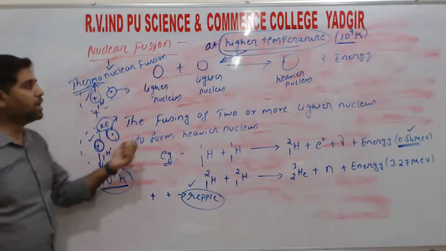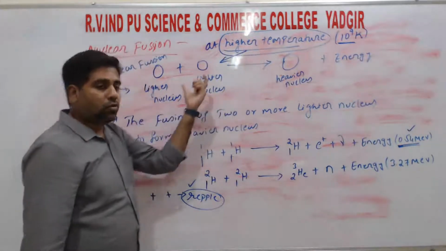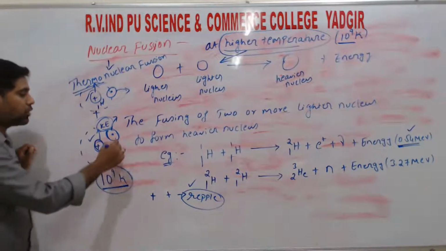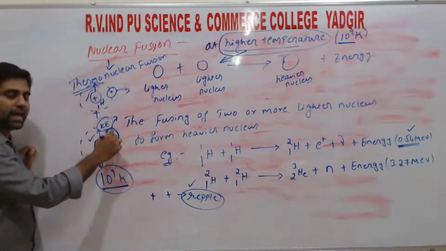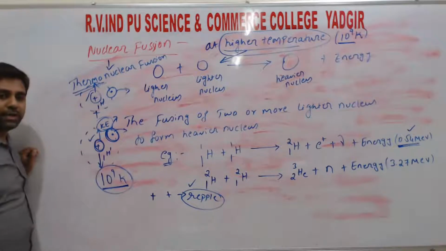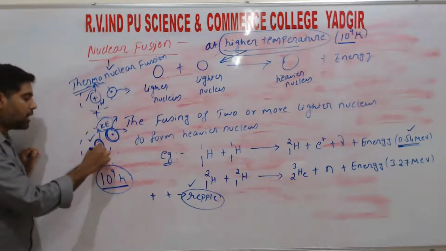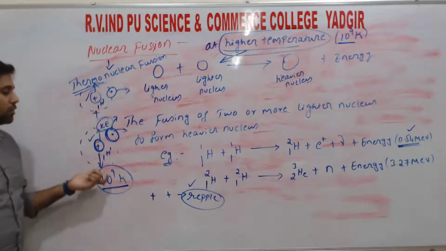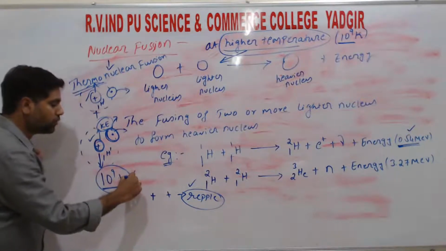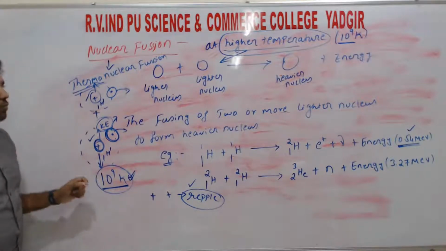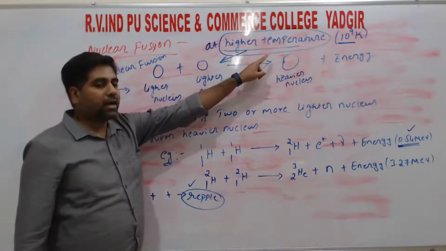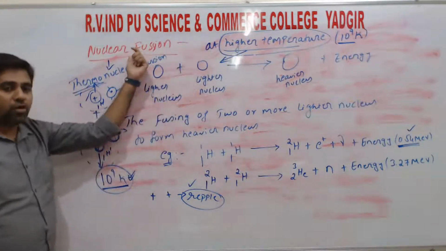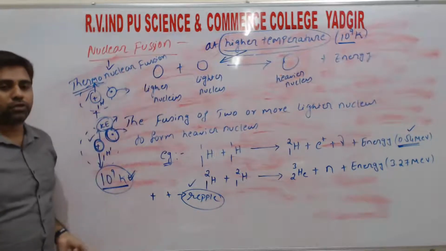So understand this: why we are applying high temperature to combine these two lighter nuclei. The first purpose is that the electron which is revolving around the nucleus has to split out from the nucleus, and the second is to overcome the repulsive Coulomb's electrostatic force. For those two reasons we are applying this much temperature. Because of this higher temperature, nuclear fusion we call thermonuclear fusion, right?